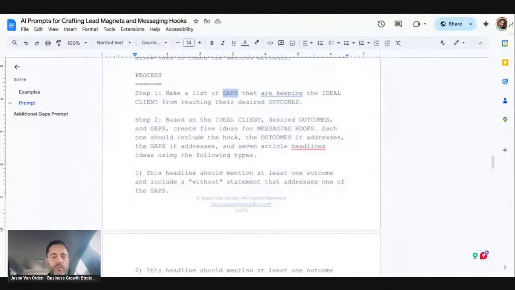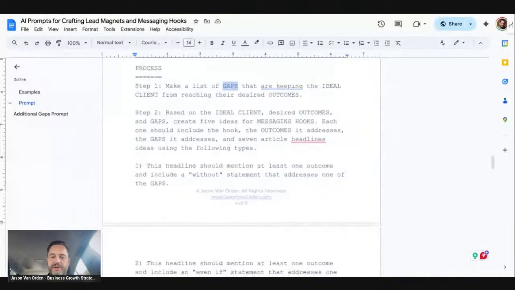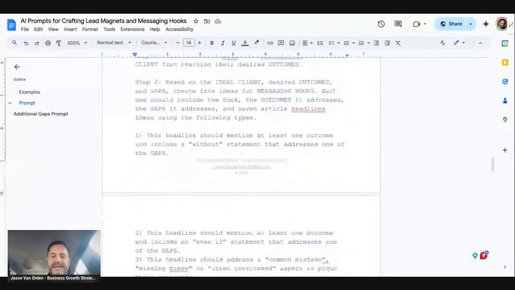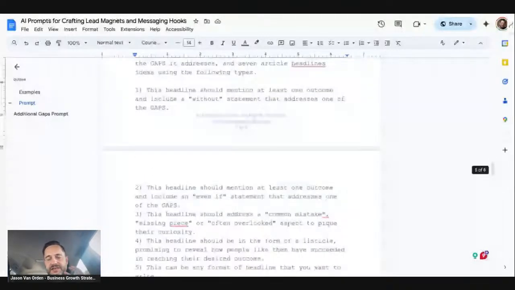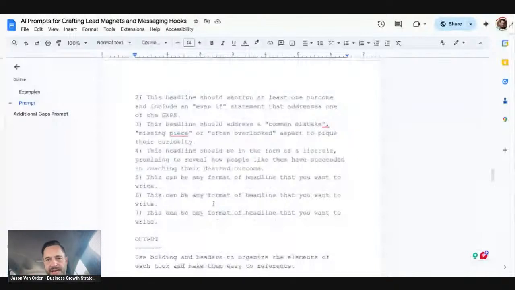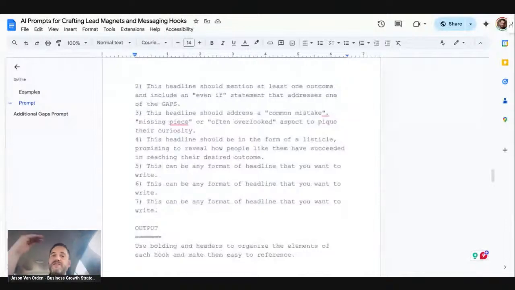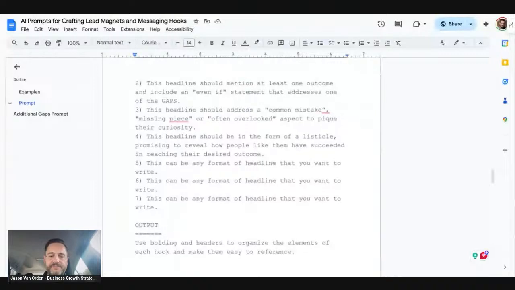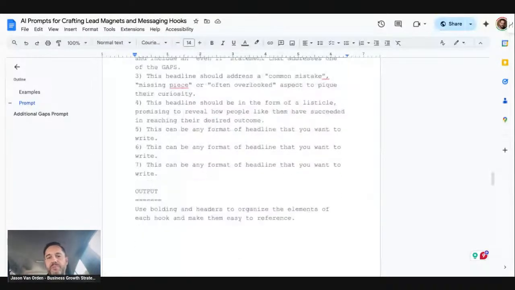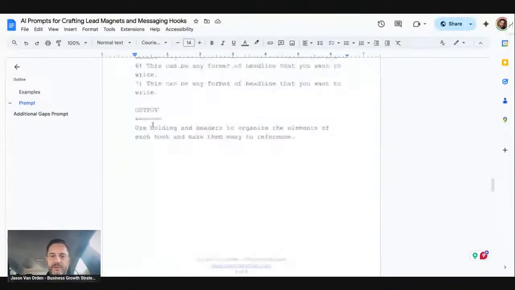You can use it for workshops, whatever, any kind of lead generator you can turn this into. And then I give it 7 different effective types of headlines for it to create with that messaging hook. And so what it's going to do is for every one of those 4 areas, it's going to give you a lot of ideas of things that you could create as a lead magnet. And then I tell it to give the output in a very specific format that's easy for you to use.